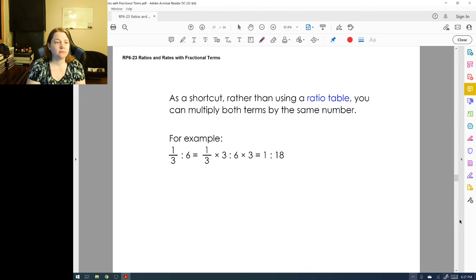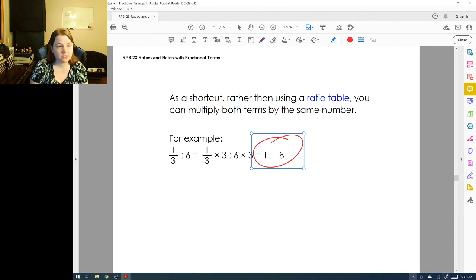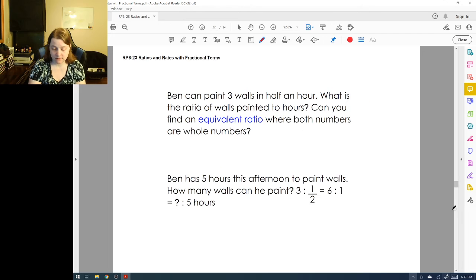As a shortcut, rather than using a ratio table, you can multiply both terms by the same number. So, for example, 1/3 to 6, 1/3 times 3, 6 times 3. That gets us 1 to 18. All of these ratios are the same ratio.